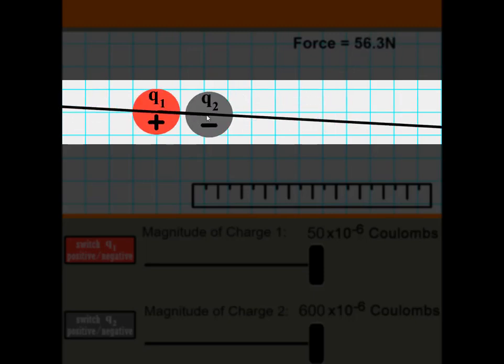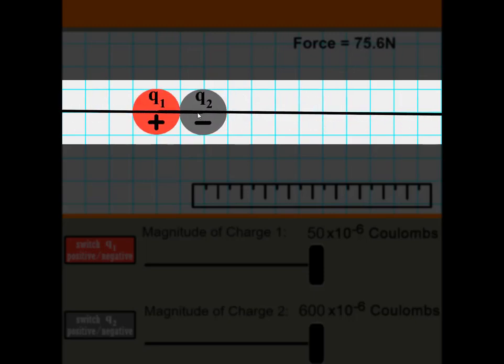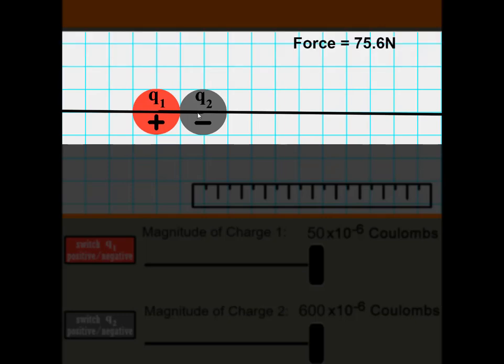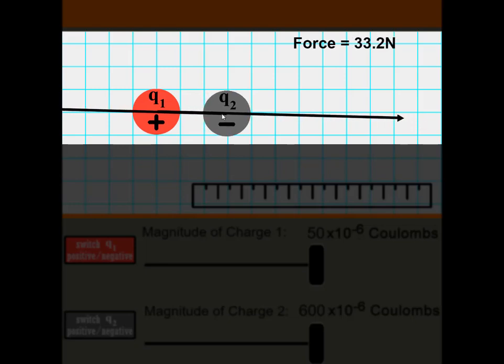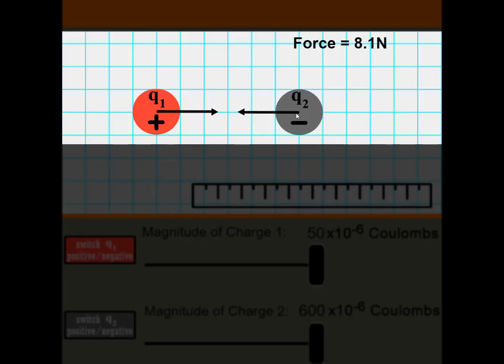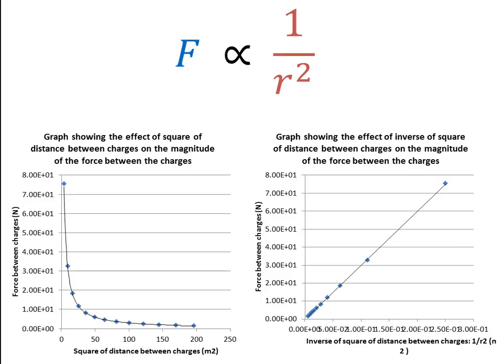We started with them very close together, and we could see they were really attracting one another very strongly with a very high magnitude force. Then we moved them apart gradually, and each time we measured the force, and we saw that it drastically decreased in the beginning, and then later, as we got them further and further apart, the rate at which the force decreased slowed down. We found that force is inversely proportional to the square of the distance between two charges.